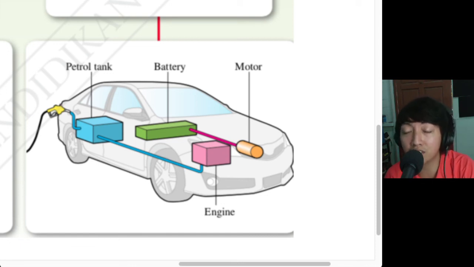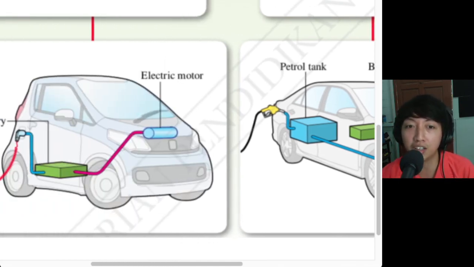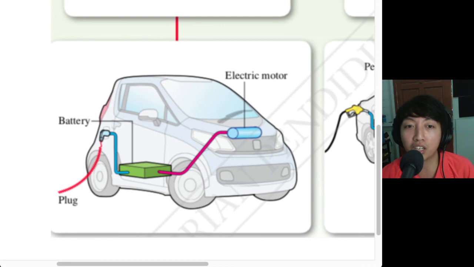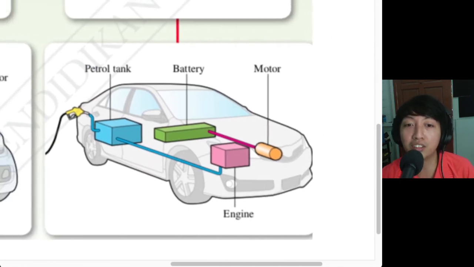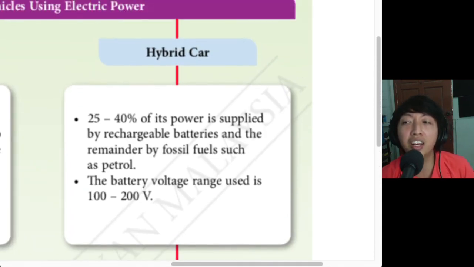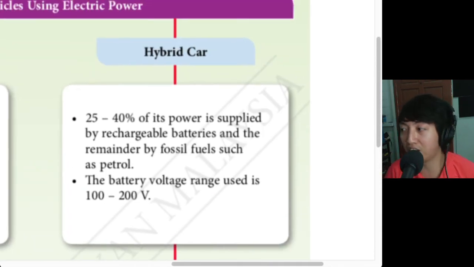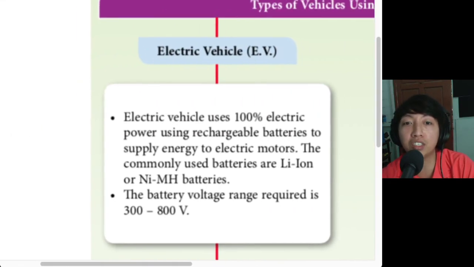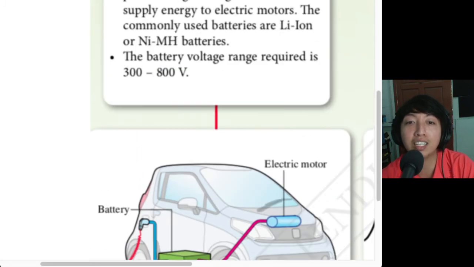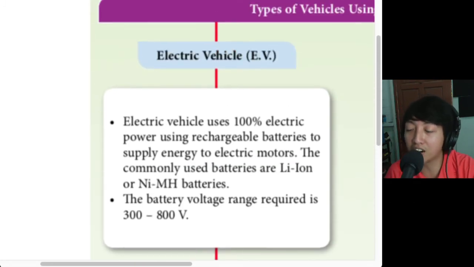So you still burn something to move an engine. It's not like a pure electric motor car like this one, but it's not using gas. So there are different types of designs for electric cars. It's not just one design. But of course, what they're trying to come up with now is pure electric cars, which they are using now.